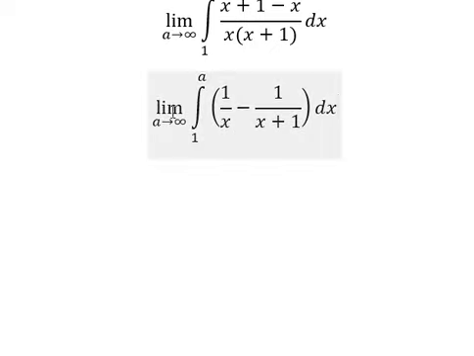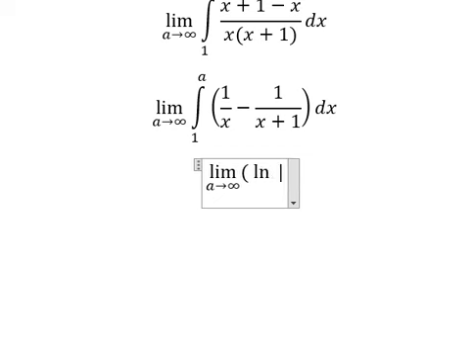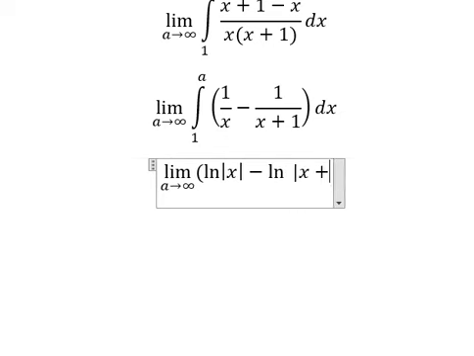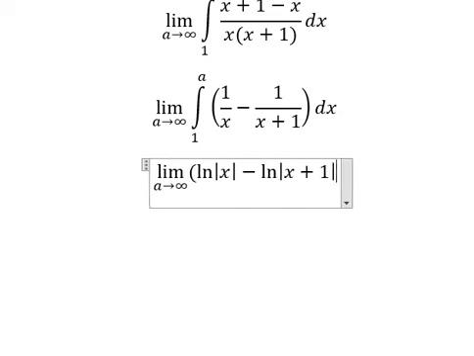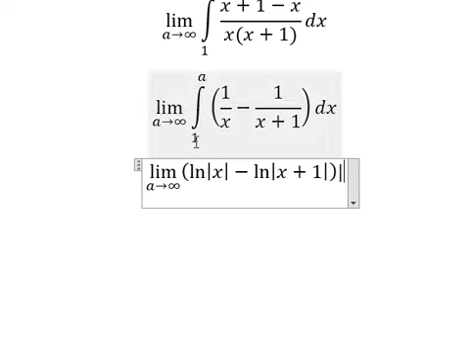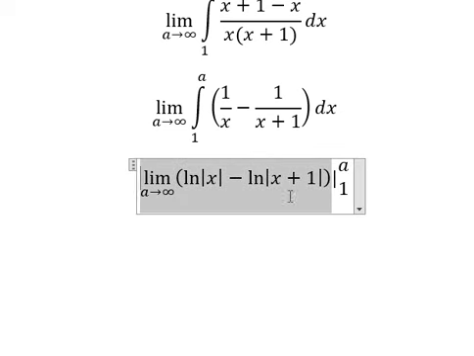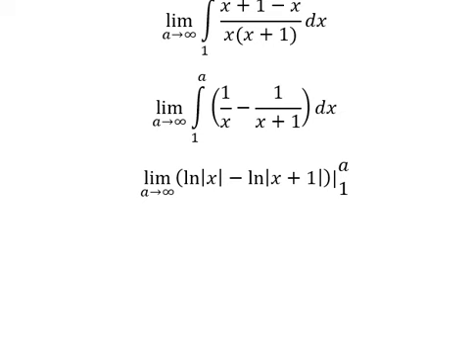Next, the integration of 1 over s is ln of the absolute value of x. The integration of this one is ln of the absolute value of s plus 1. And we put the bounds from 1 to a. So we have the formula in here.